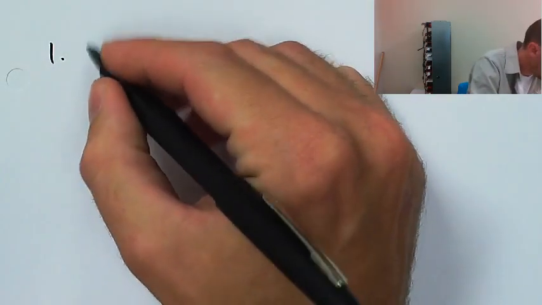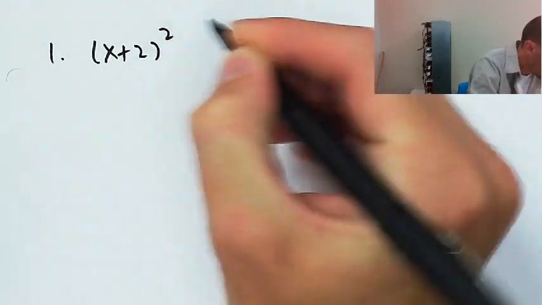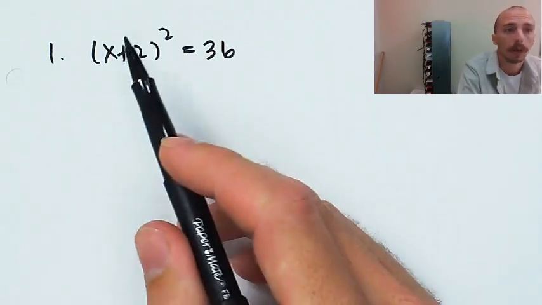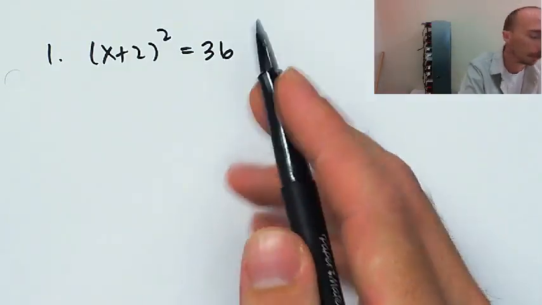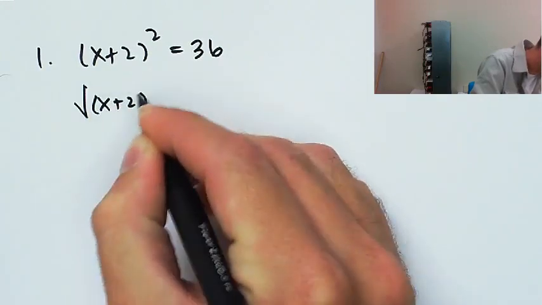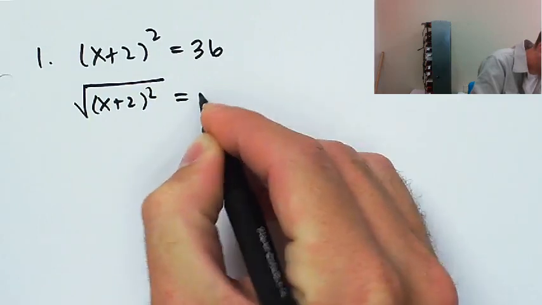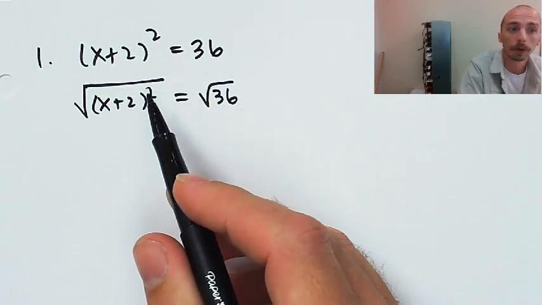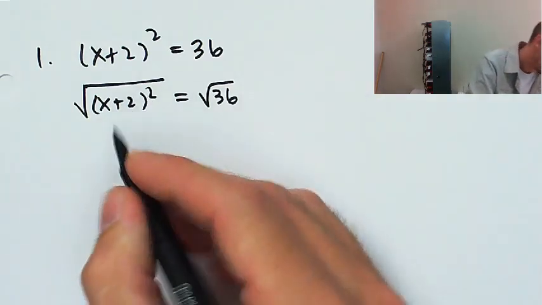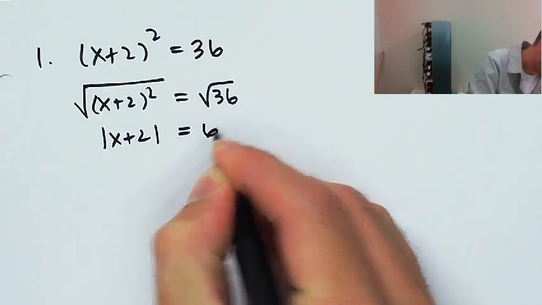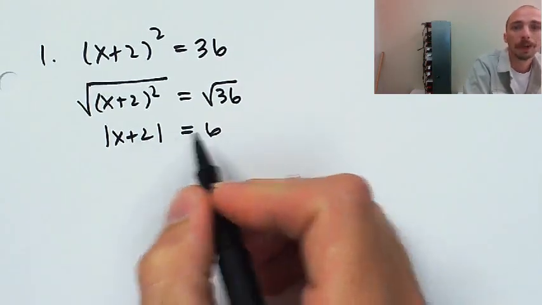Okay, so the first problem is x plus 2 squared equals 36. If two things are equal, then their square roots are going to be equal. I want to get rid of this squared by taking the square root of both sides. So I take the square root of x plus 2 squared, and that's the square root of 36. Now the square root of something squared is the absolute value of it. So this is going to be the absolute value of x plus 2 equals 6, because the square root of 36 is 6. And then we know how to solve this equation.